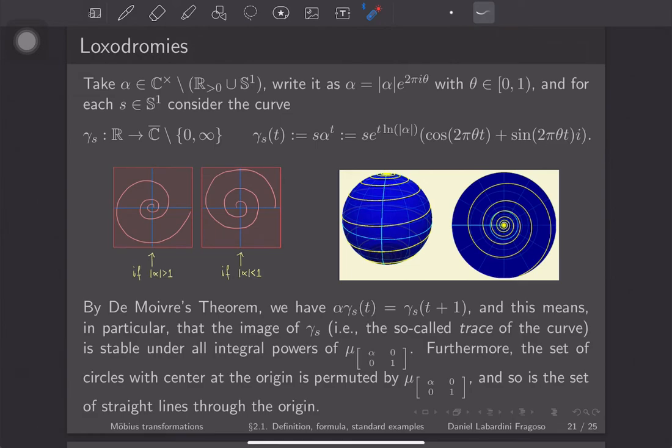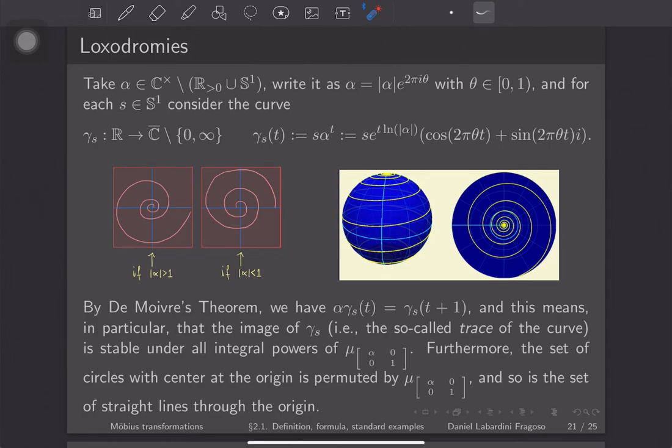That's easier. For instance, take circles centered at the origin. You take one circle centered at the origin. When you multiply by alpha, you multiply and rotate, but it's a circle centered at the origin. So the family of circles centered at the origin is a family of permuted curves. There's another family of permuted curves, straight lines through the origin. Take one such line, multiply by alpha. It's again one such line. So in this case, we can choose either of the two families to be a family of permuted curves.